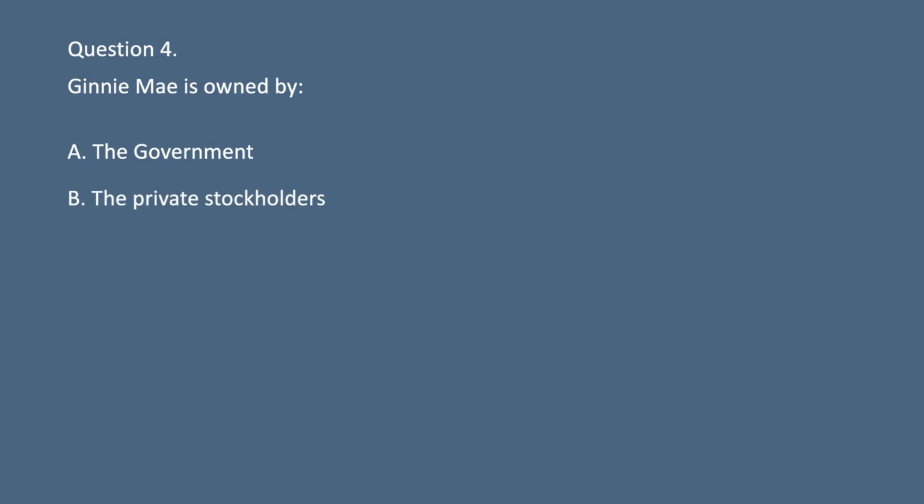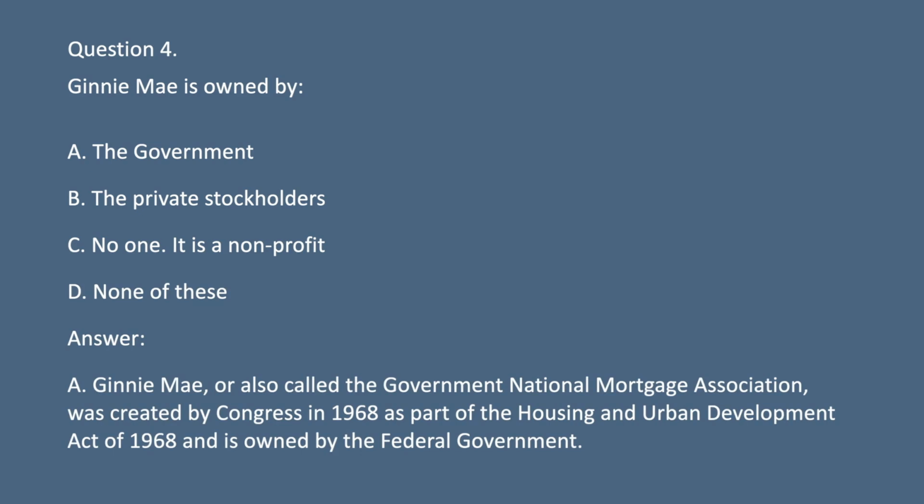Question 4. Ginnie Mae is owned by A. The government. B. The private stockholders. C. No one. It is a non-profit. D. None of these. Answer A. Ginnie Mae, also called the Government National Mortgage Association, was created by Congress in 1968 as part of the Housing and Urban Development Act of 1968 and is owned by the federal government.